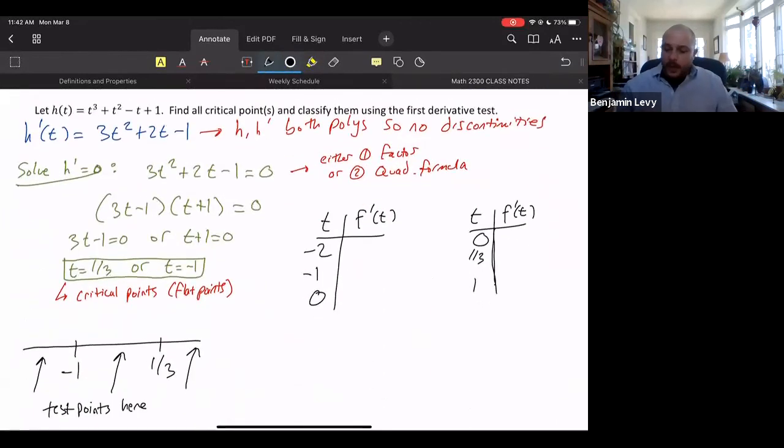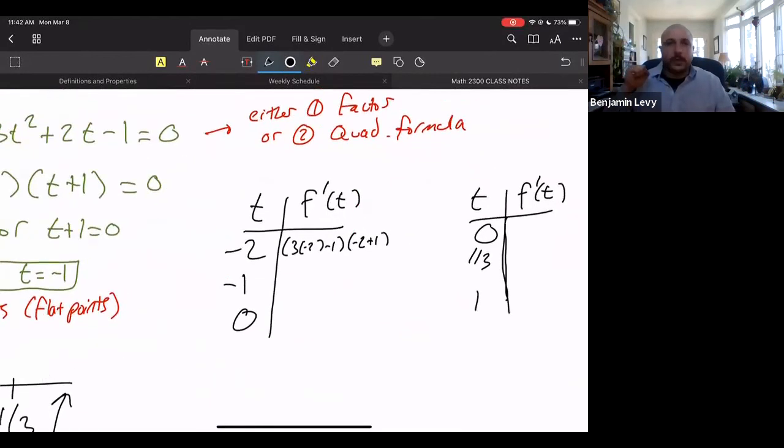When you plug in -2 into the first piece, you might get 3 times -2 minus 1, times -2 plus 1. It's easier in the factored form because then it's like, I have -7 and I'm multiplying it by -1. So you have two negatives, you multiply and you get a positive. You get +7.